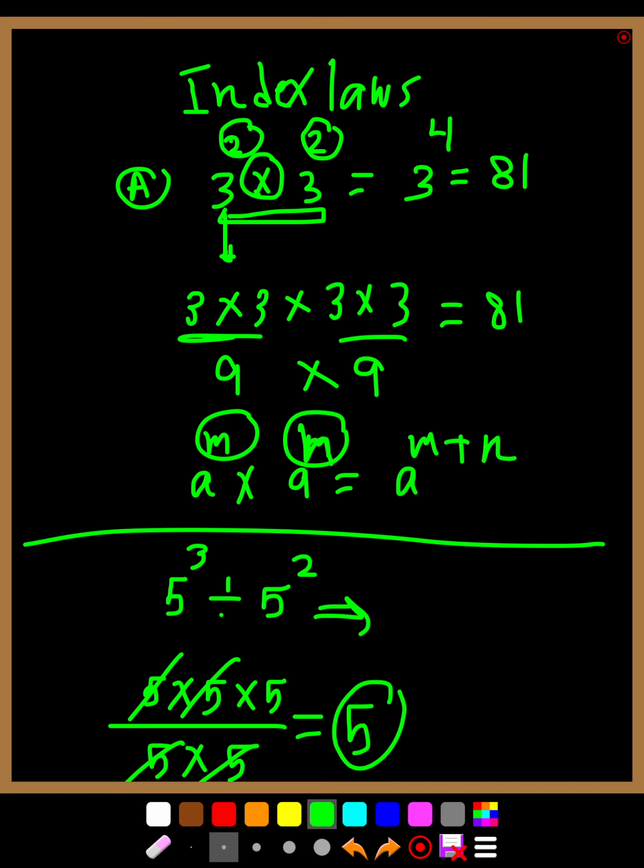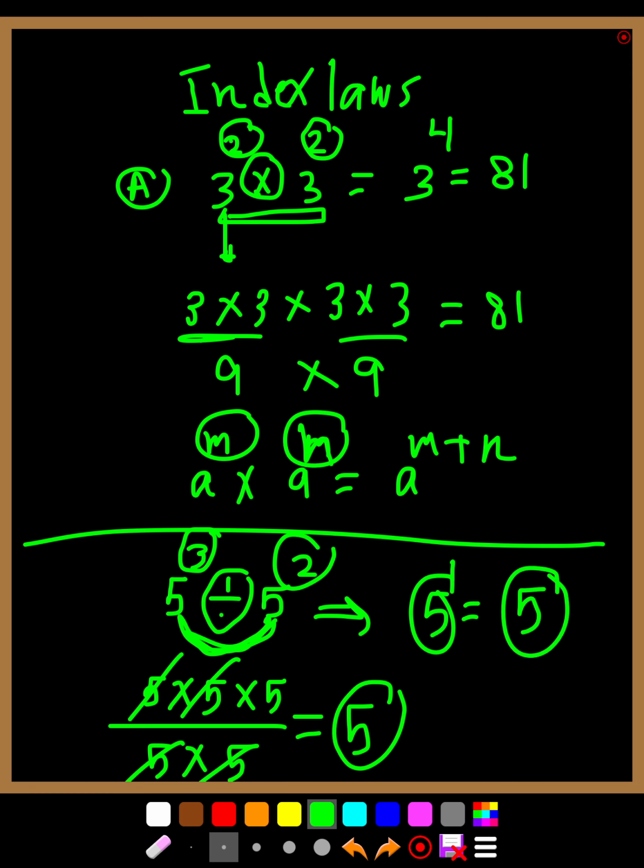Okay, that's good. We can solve this in another way by using the index laws. For division, as we said, the bases should be the same. If they are the same, put the base and subtract the powers. 3 minus 2 is 1, and any number raised to 1 gives you the same number.